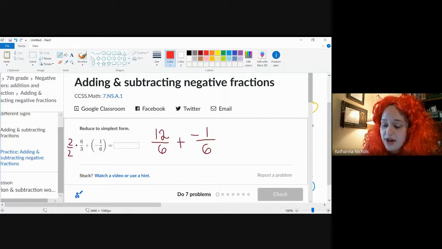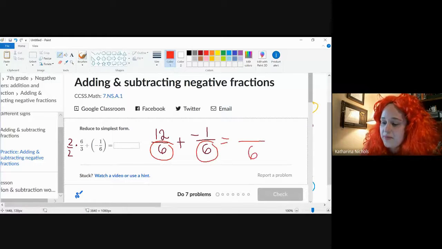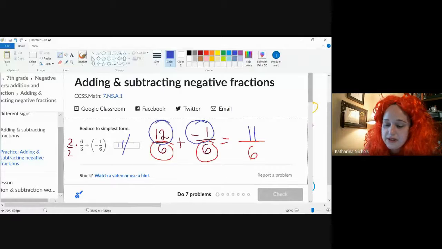So now my strategy is to keep the denominators. So this is going to be a 6 in the denominator, and then use my rules of positives and negatives to add the numerator. So I've got 12 minus 1, which is 11. So this adds to 11/6.